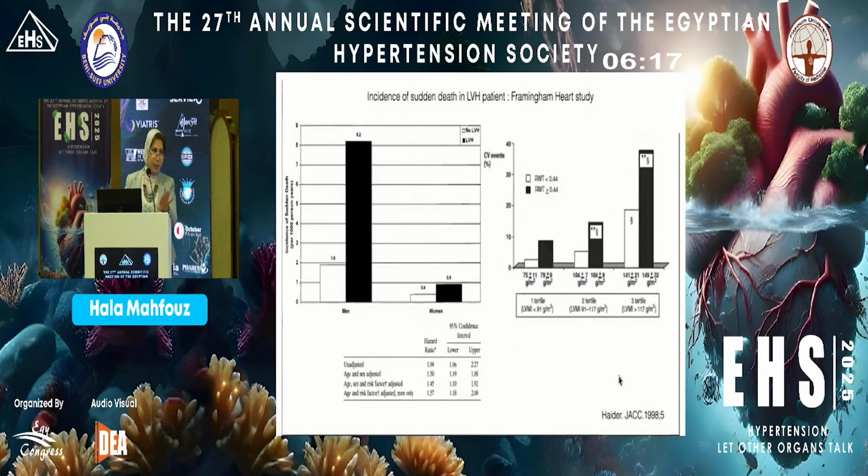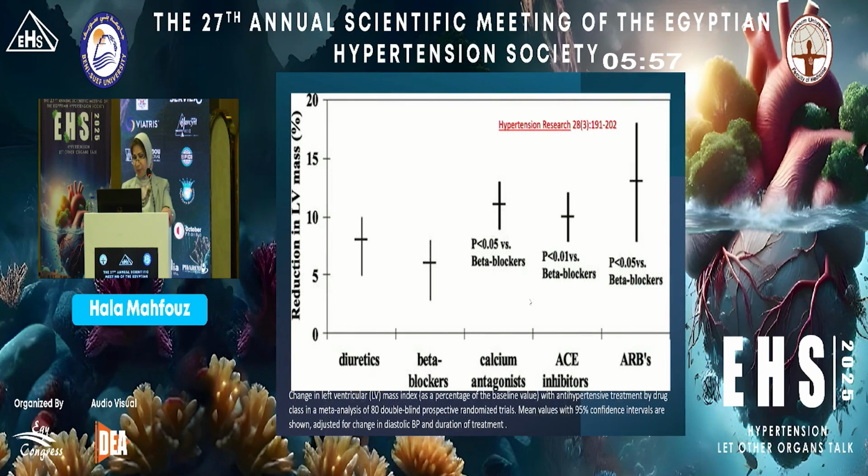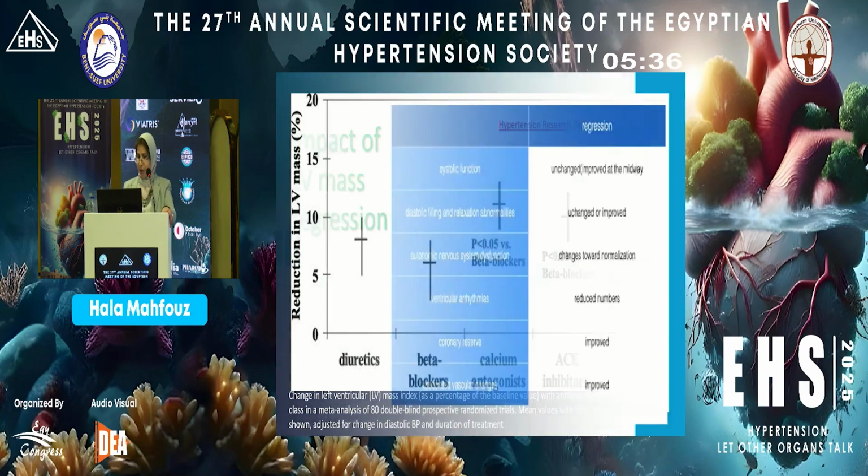Long time ago, from the Framingham Heart Study, there is a relation between the increased left ventricular mass and the incidence of sudden cardiac death, both in men and in women. The increased left ventricular mass category or tertiles was associated with increased cardiovascular events and all-cause mortality. But fortunately, the good news is the regression or reduction of left ventricular mass can be achieved with antihypertensive therapy, including the ARB and the ACE. This is on the top of the list, followed by the calcium channel blocker and the diuretic, and the least that causes regression of the LV mass is the beta blocker.